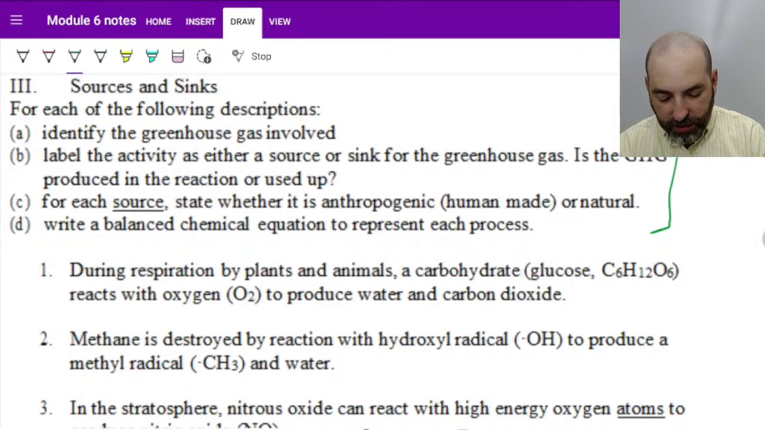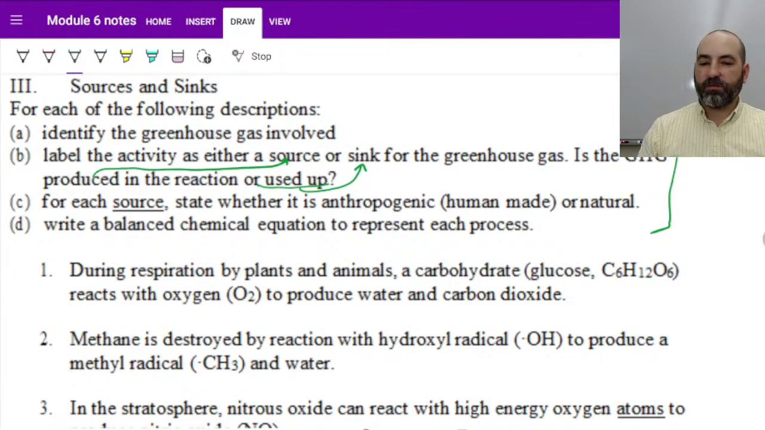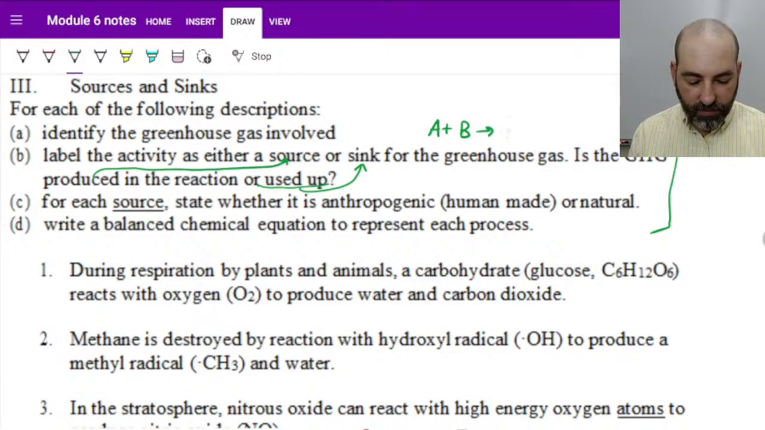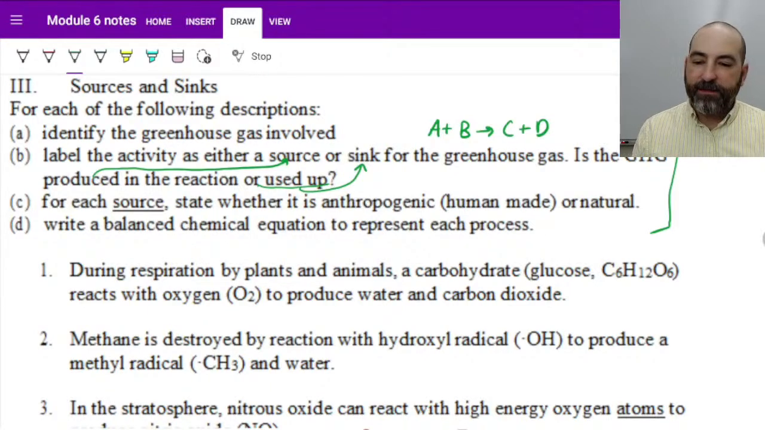If it's produced, then we call that a source. Right? So produced goes with source, and used up goes with sink. Imagine dumping something down the sink, right? Get rid of it. So if you imagine a chemical reaction, you've got A plus B yields C plus D. The A and B are used up in this example reaction, and C and D are produced. So if A or B are greenhouse gases, that means they're being used up by this reaction.